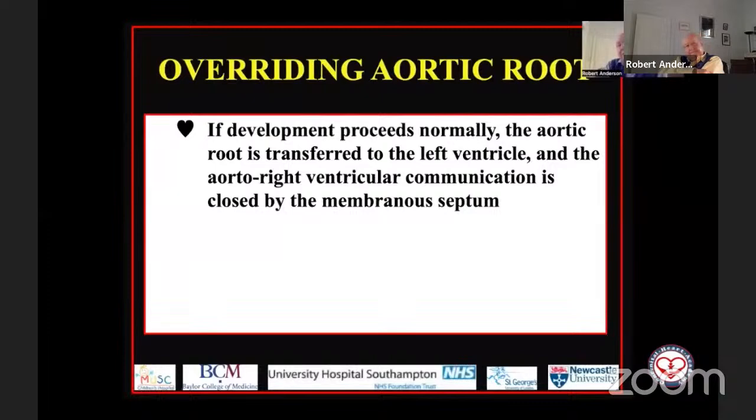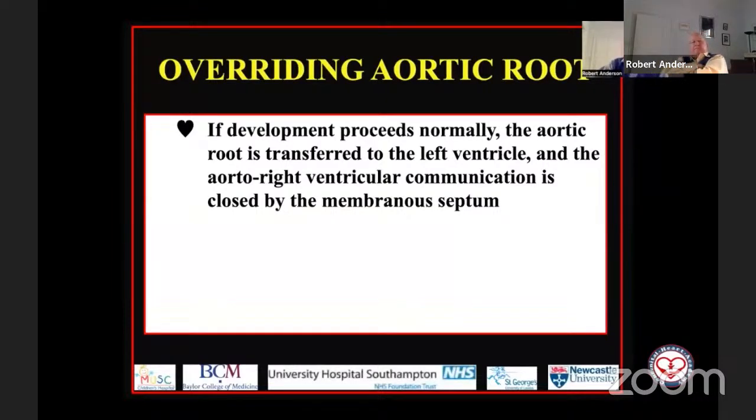So now you've seen the secondary interventricular foramen. I've also shown you that if development proceeds normally, then the aortic root is transferred to the left ventricle by the building, by the embryo, of that shelf at the base of the right ventricle. But before the aortic root is completely committed to the left ventricle, there is a space at the dorsal margin of that shelf. And this is the aorto-right ventricular communication.